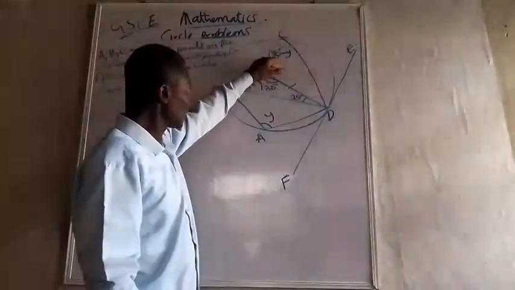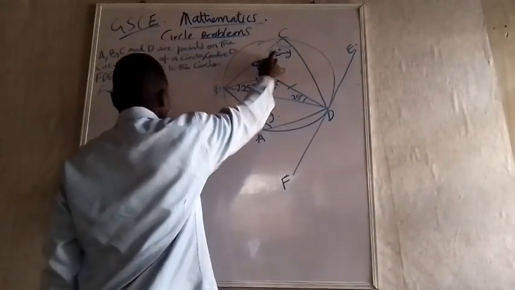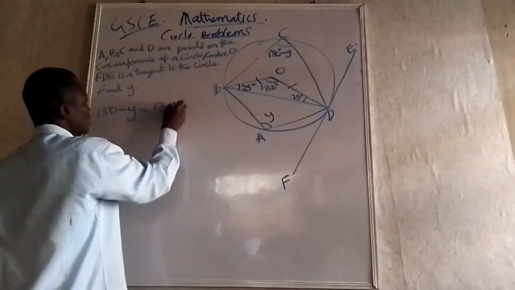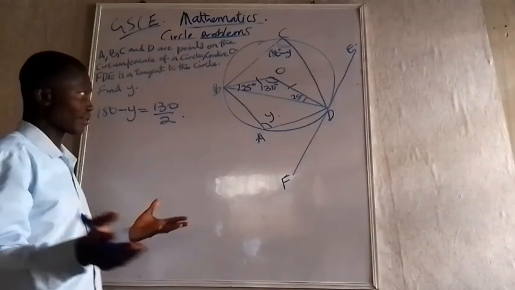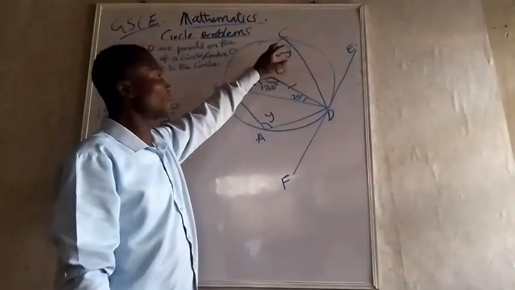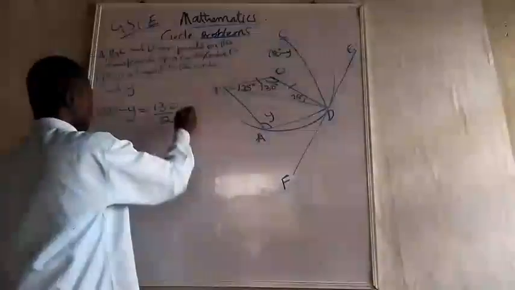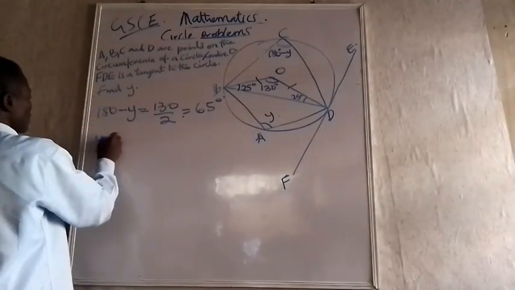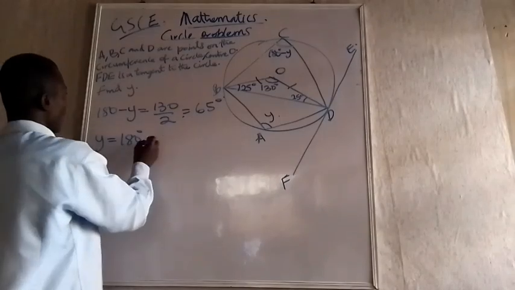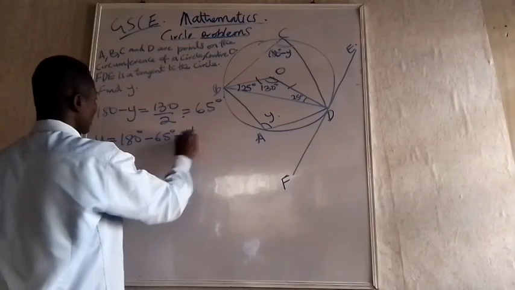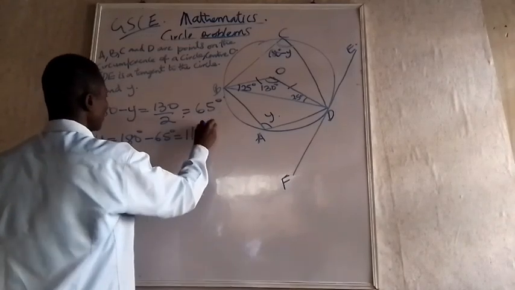So we are going to get this place now. So we have 180 minus y is equal to 130 divided by 2. You remember that theorem that says this one will be double of the one on the circumference. So it's going to be 65 degrees. So y will be equal to 180 degrees minus 65 degrees, and that is 115 degrees.